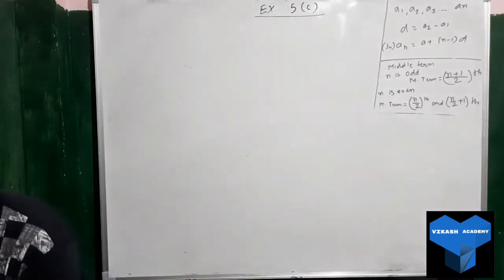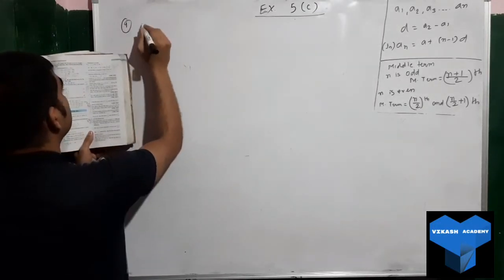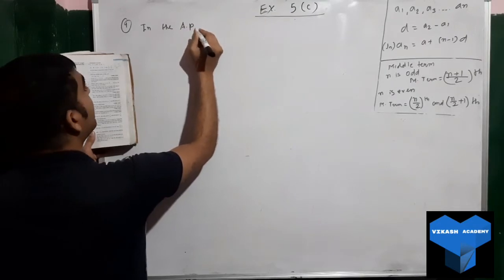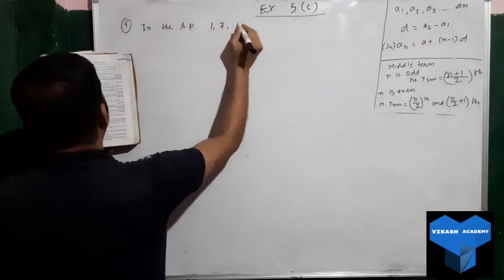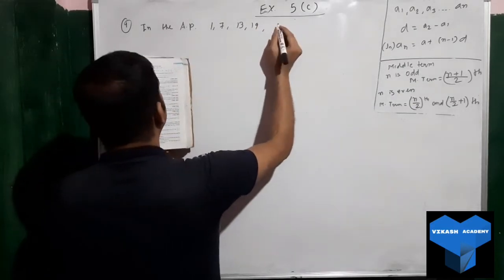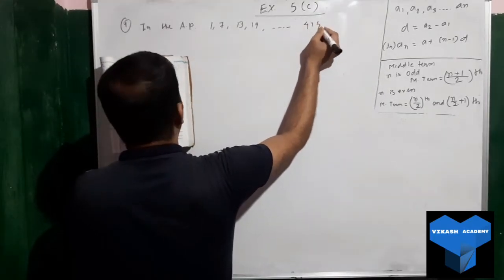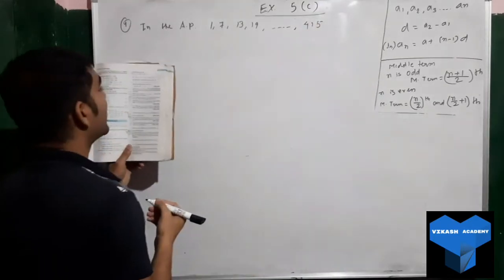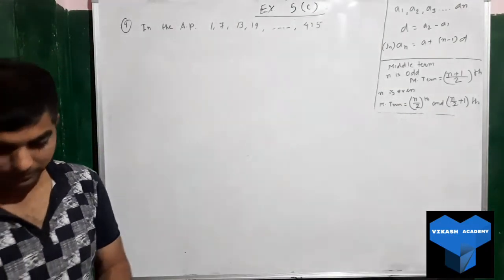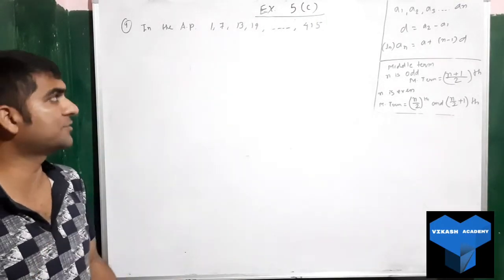Next question we have here, question number 9. In the AP, we have 1, 7, 13, 19, and so on, up to 415. We have to prove that the sum of the middle term is equal to the sum of the first term and the last term. So we have to find the middle term, and then we have to prove that it is equal to the sum of the first term and the last term.